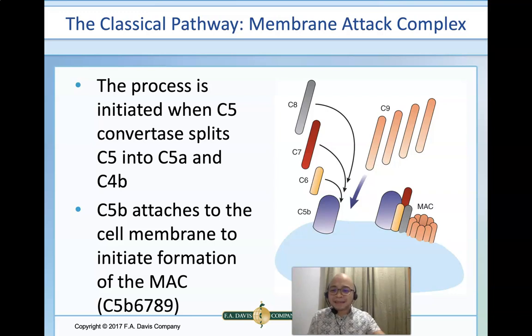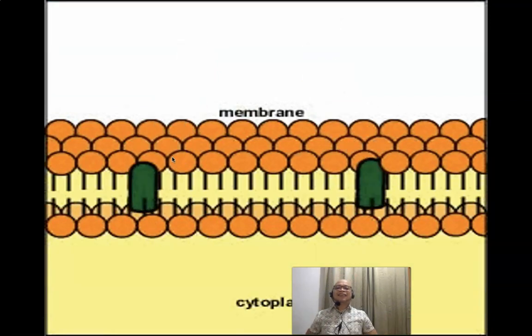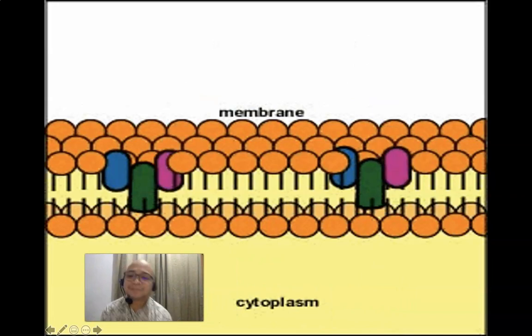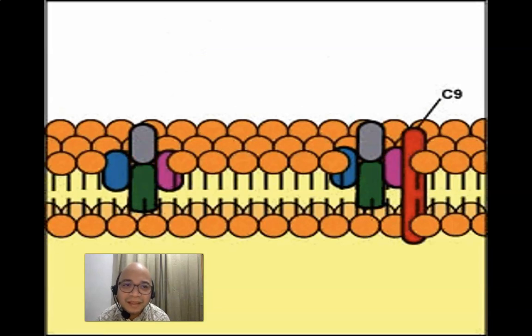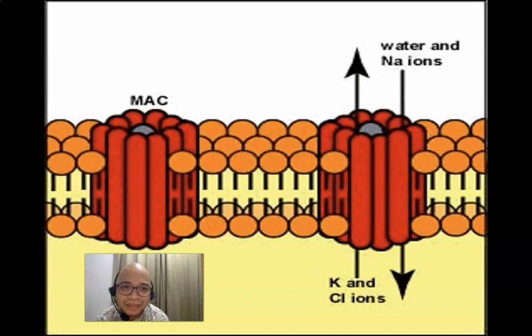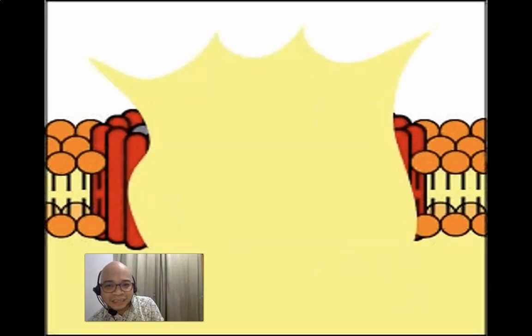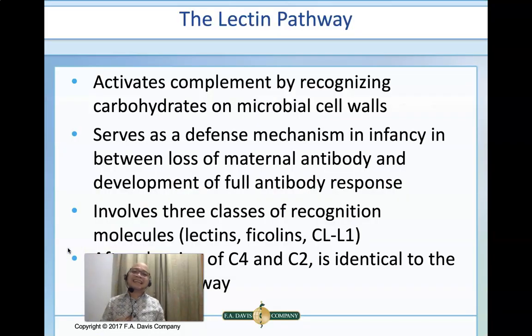So once MAC is formed, there you have the C5B, and then it activates C6, and then it activates C7, and then it activates C8, and then it activates C9, final membrane attack unit. So there is now a hole and cell lysis occurs. Okay, so that is the classical pathway.